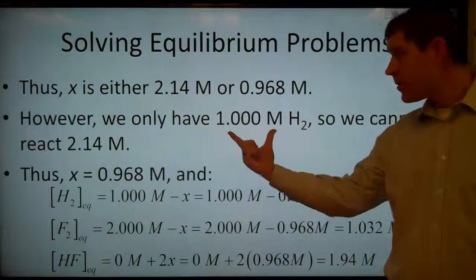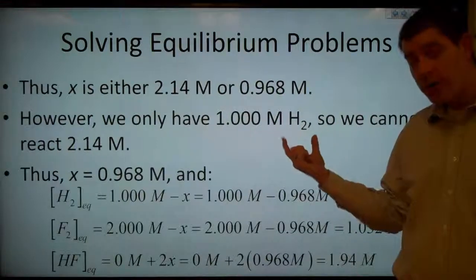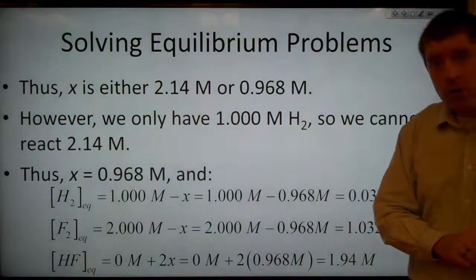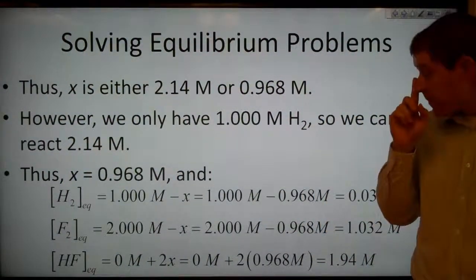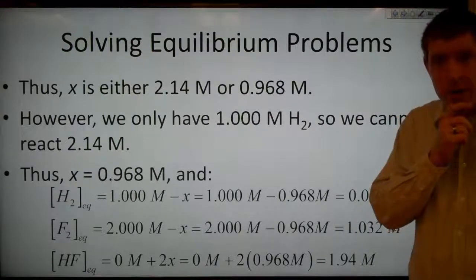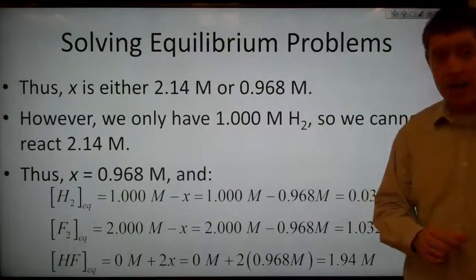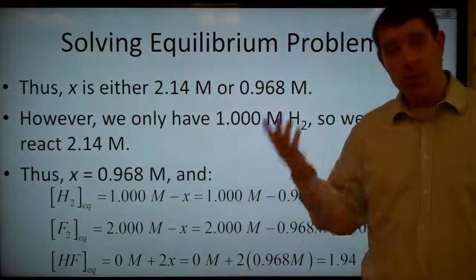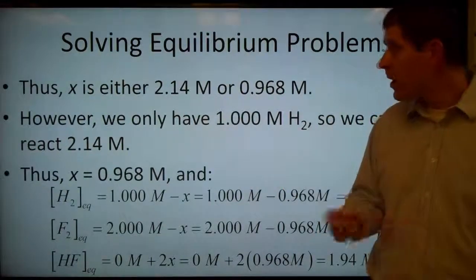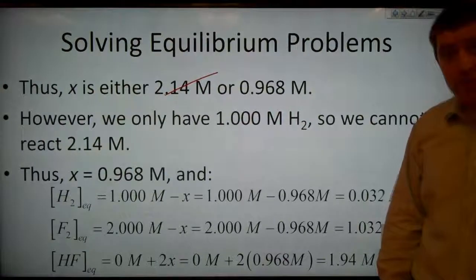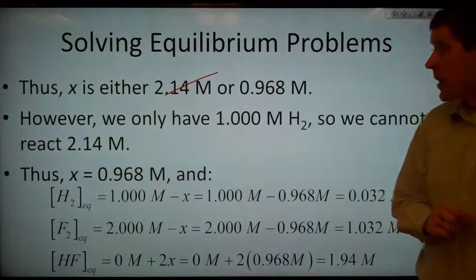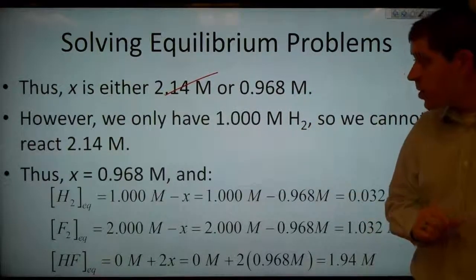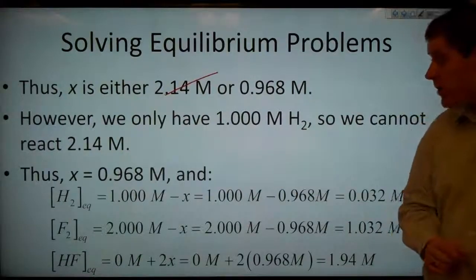But we only have 1.000 molar of hydrogen gas, which means that we can't react 2.14 molar of hydrogen gas because we don't have that much. So once we get to 1 molar, then the reaction has to stop. We can't react that much of it, which means that that 2.14 molar is a ridiculous value, so we have to throw that one out. So if we throw out that value, the only possible value of X that's remaining is this 0.968 molar, which means that that's how much of our hydrogen we're going to react, and now we're not left with very much.